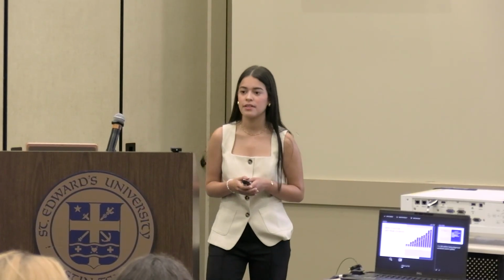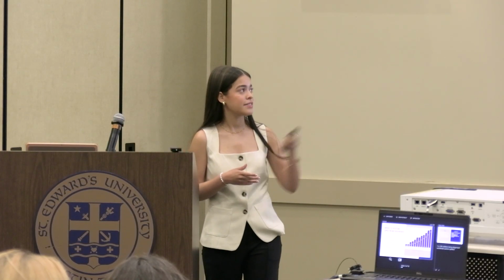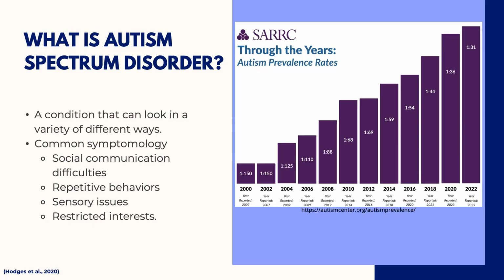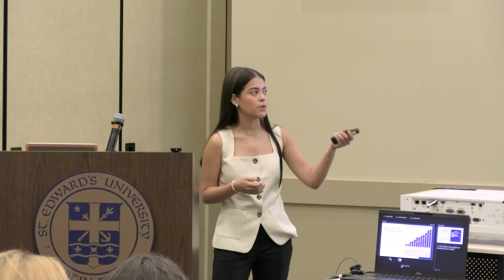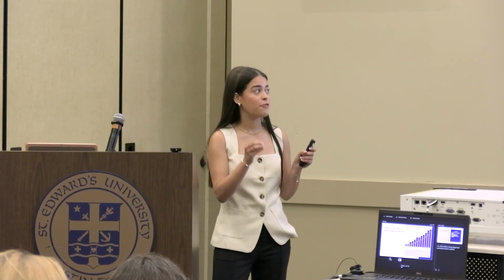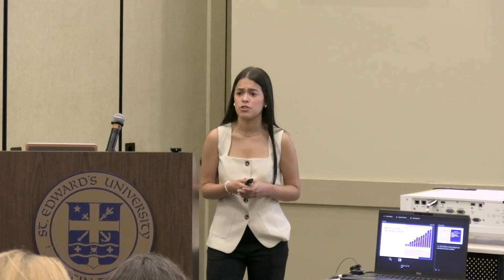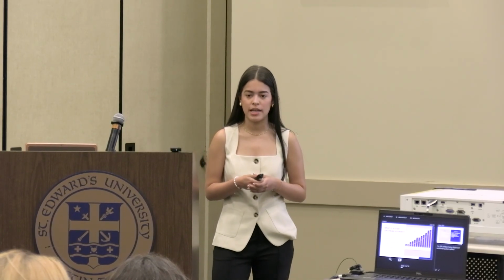But some common symptomology that individuals with autism often experience include social communication difficulties, repetitive behaviors, sensory issues, as well as restricted interests. And as you can see on this graph on your right, this is showing the autism prevalence rates throughout the years, from the year 2000 all the way to 2022. If you specifically focus on 2000 and 2022, prevalence is about 5 times as high as it was in the year 2000. The diagnoses have been increasing so much throughout the past few years, and researchers say it's not only across one ethnic group, but multiple different ethnic groups.